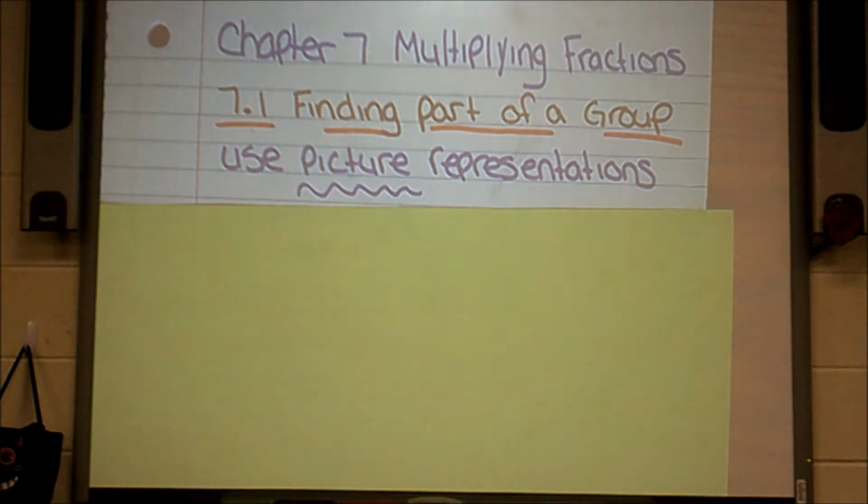Now those picture representations are going to help us to understand how we're getting the answers that we're getting and where they're coming from. So come along this magical fraction journey with me and draw your pictures as I know you love to do.